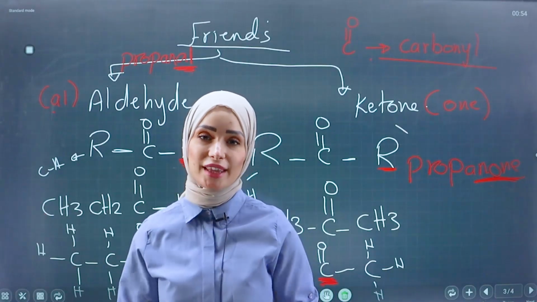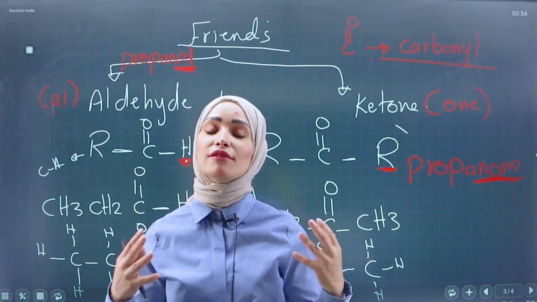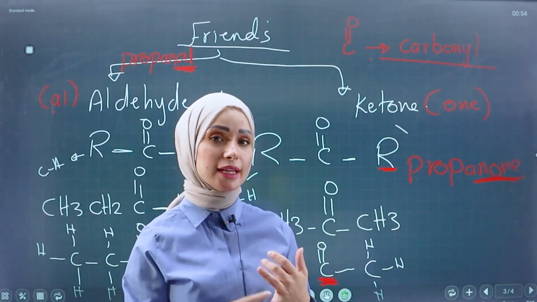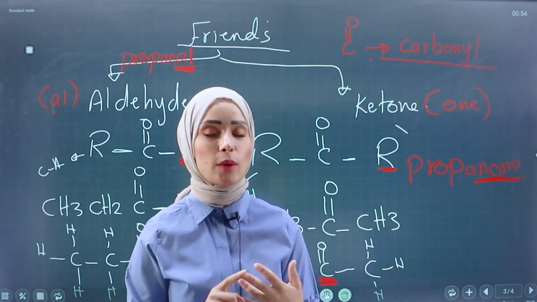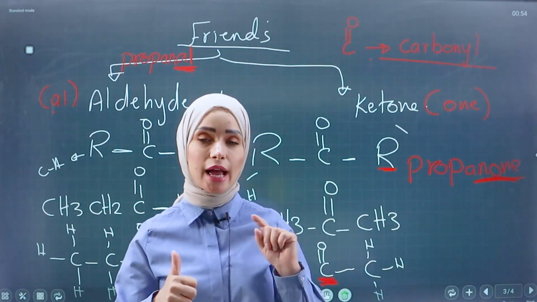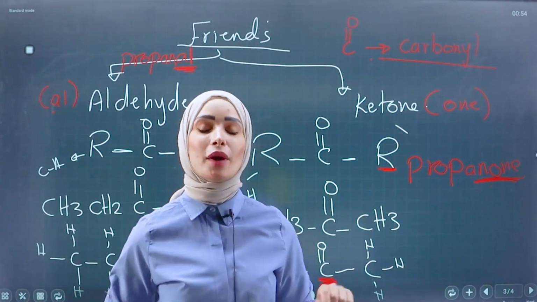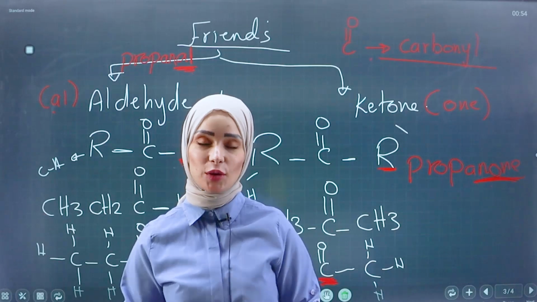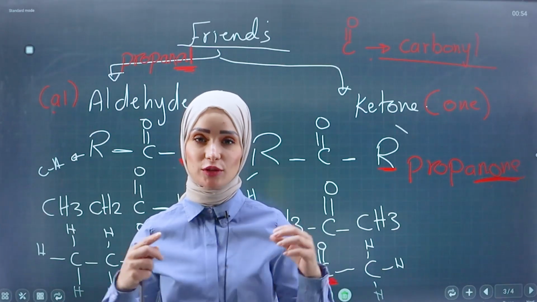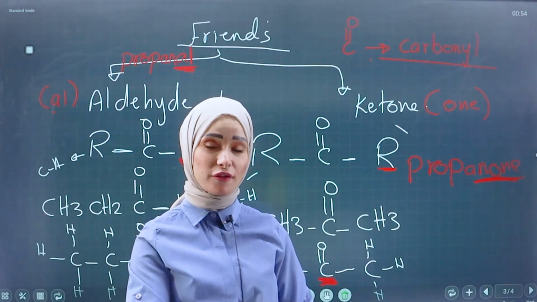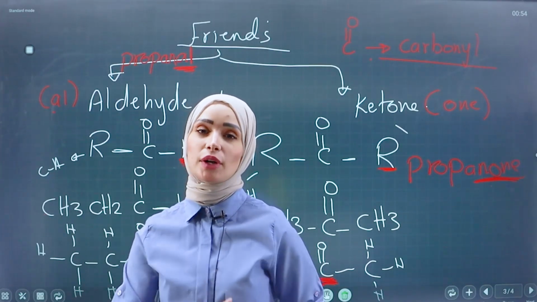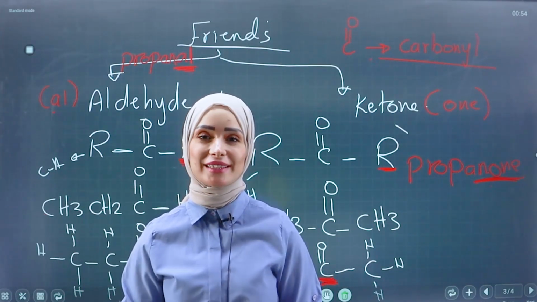So these are the first functional groups we explained. We explained so far alkane, alkene, alkyne, alcohol, ethers, and the 2 friends which are aldehyde and ketone. Wait for us in the next video because we are going to explain more functional groups, go deeper into more functional groups, and solve many different questions regarding this chapter. See you next time. Bye bye.